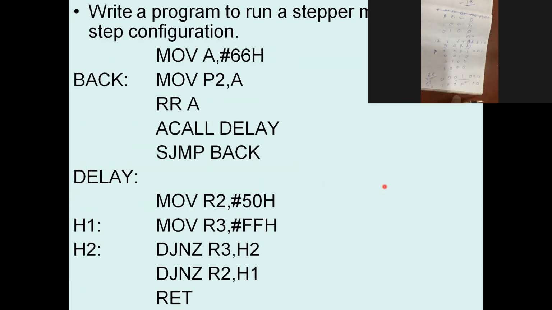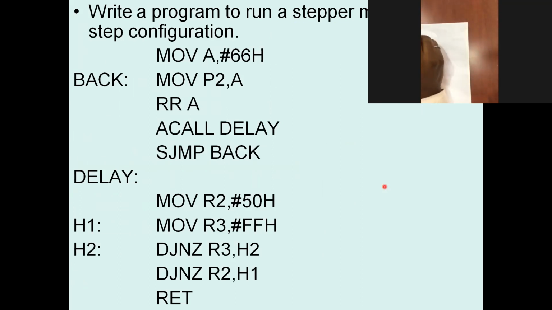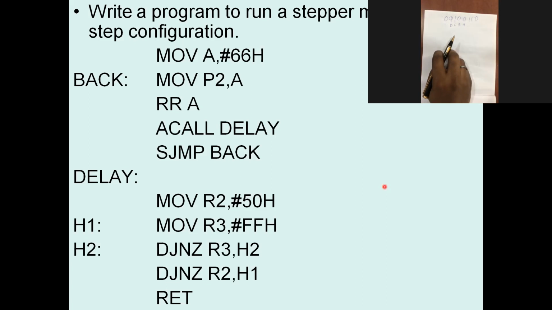Just see, over here I have given 66. I can give 88 also. This is a two coil energized method. 66 means 0, 1, 1, 0. Right? So this is, you can say, A, B, C, D. So first C, D is energized. MOV P2, A. So what will happen? MOV P2, A. So C, D will be energized at P2, the display.